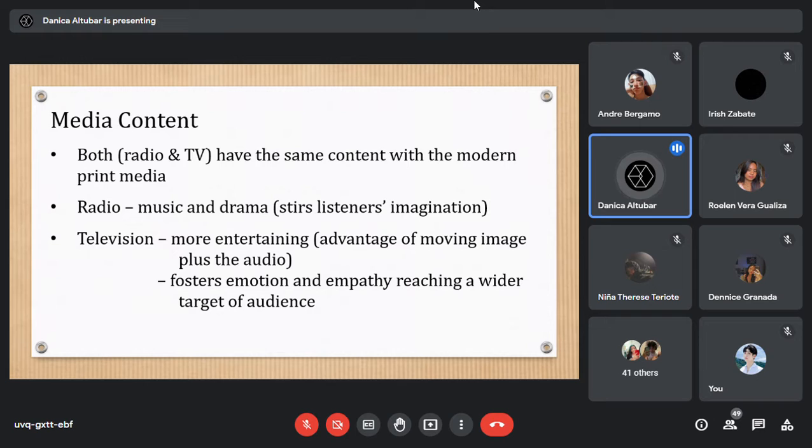Okay, so in television, it is more entertaining because of the moving image plus the audio. So unlike the radio, nga audio only, television is video and audio. And television also fosters emotion and empathy, reaching a wider target audience. The emotions shown by the characters in the drama on television would get you also, no.